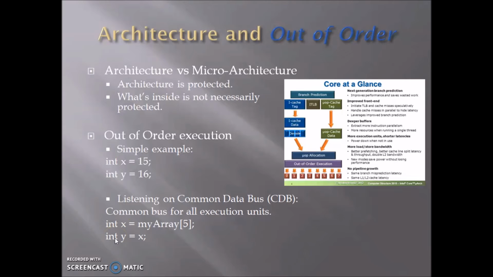But it turns out that all execution units share a common data bus, and when we are reading from memory in order to put it into integer x, this second execution unit can listen on this bus, and when it sees the answer, it can already put the value into y. So while waiting for the memory to arrive, both execution units listen on the common data bus, and when the data arrives, they put it into the integer, and so this is done in parallel as well.